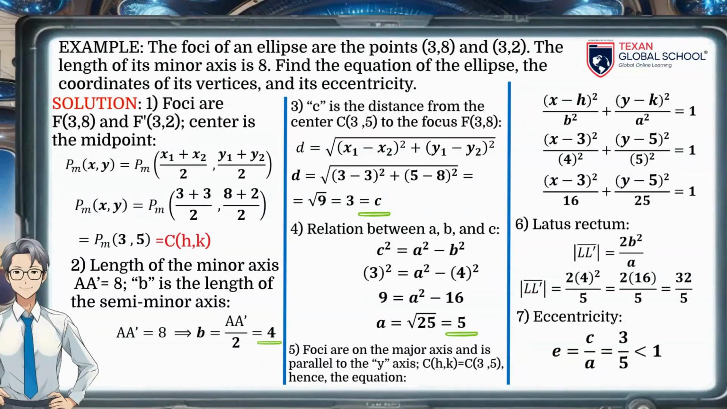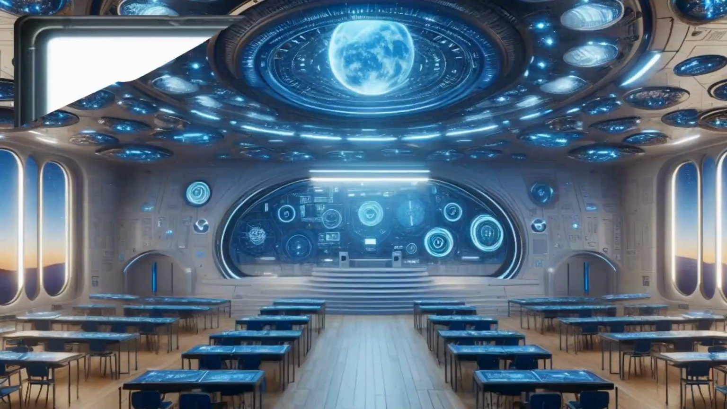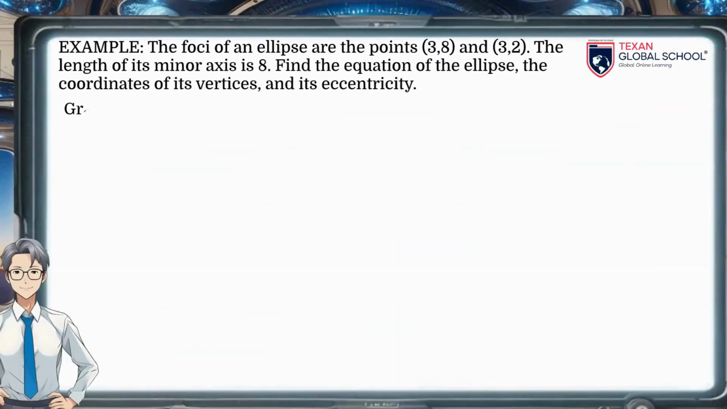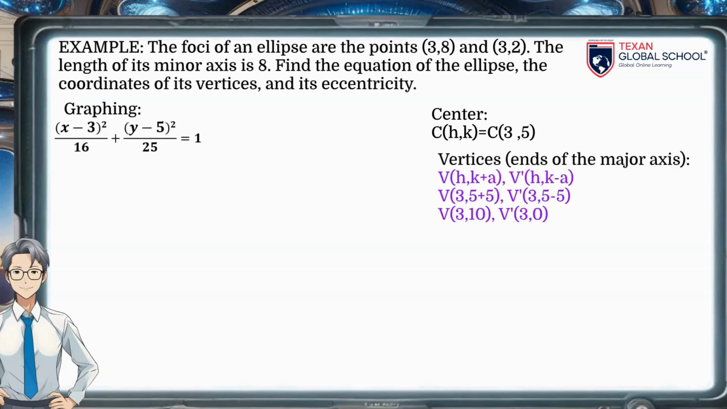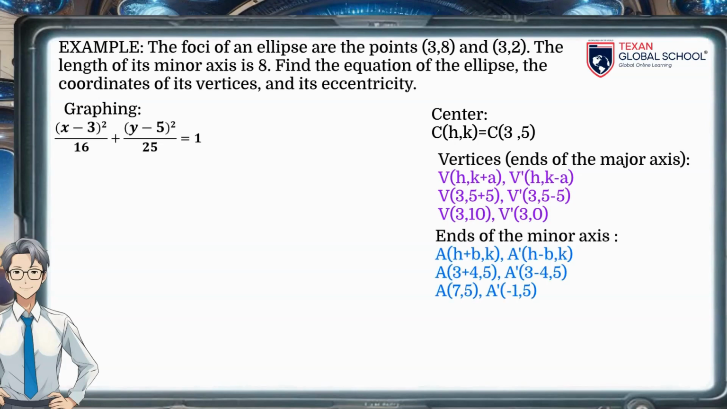With all values of a equal to 5, b equal to 4, c equal to 3, h equal to 3, and k equal to 5, we can obtain the coordinates of the vertices as well as the ends of the minor axis. The vertices are located at the coordinates (3, 10) and (3, 0). The ends of the minor axis are at (7, 5) and (-1, 5).